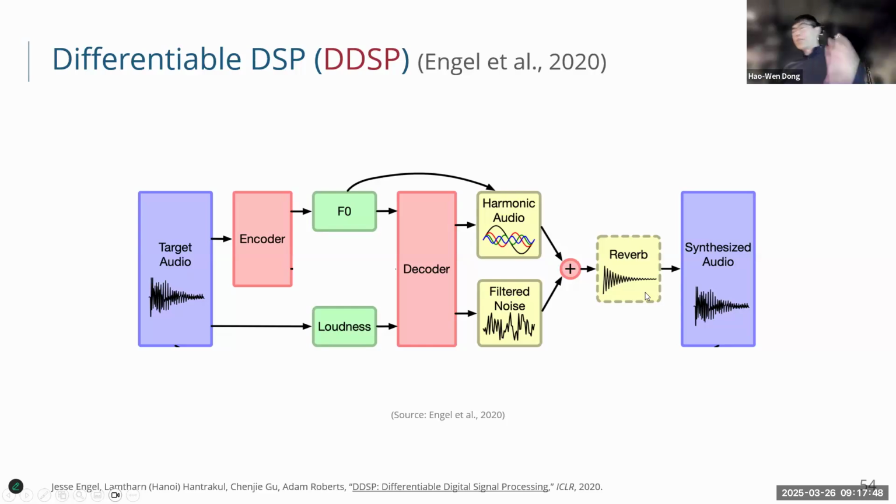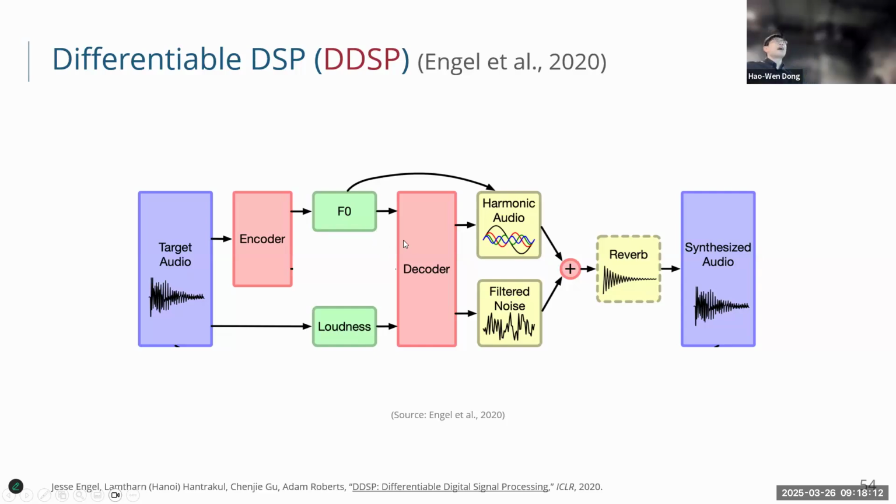Think about guitar playing, there is fret noise. Think about flute playing, then you will have that airflow sound. So all those kinds of sounds are not harmonic. But anyway, you add it back and then you get the reverb, you get the synthesized audio. So the tricky part is here, there's this hidden Z.